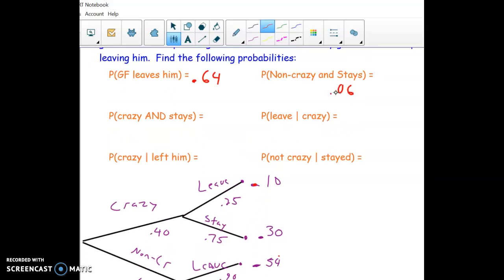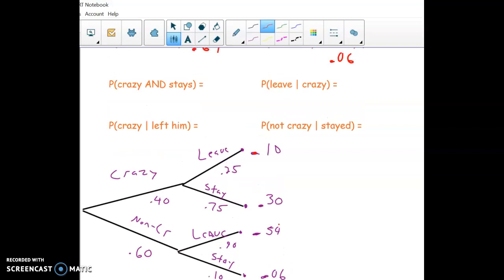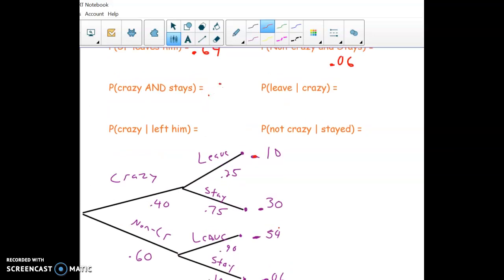Okay, and then crazy and stays again is just one of the dots. So crazy stays is that dot there, 30%. Okay, and then the conditional probabilities is where it gets really tough. So we want to do probability they left given that they're crazy.